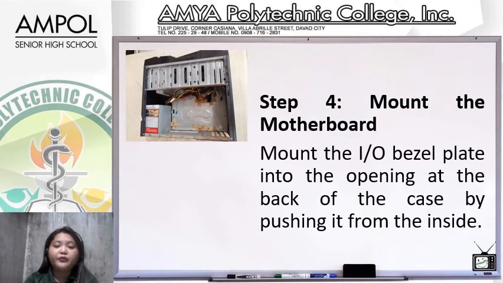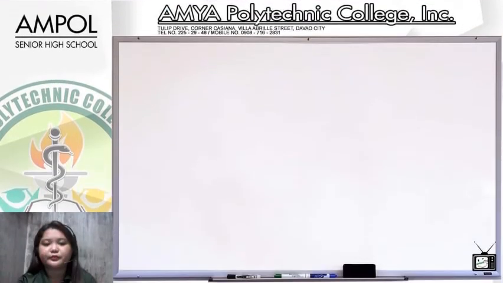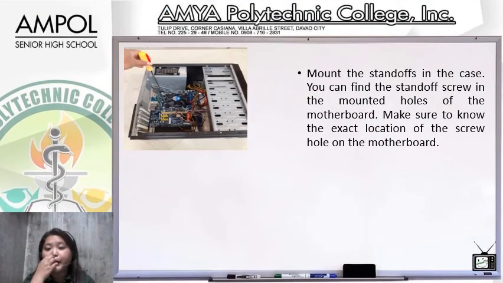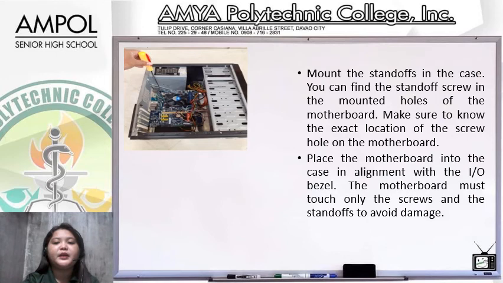Step 4: you have to mount the motherboard. Mount the I/O bezel plate into the opening at the back of the case by pushing it from the back. You also have to mount the standoffs in the case, so you can find the standoff screw holes in the mounting holes of the motherboard. Make sure to know the exact location of the screw holes on the motherboard. Place the motherboard into the case in alignment with the I/O bezel. The motherboard must touch only the screws and standoffs to avoid damage.